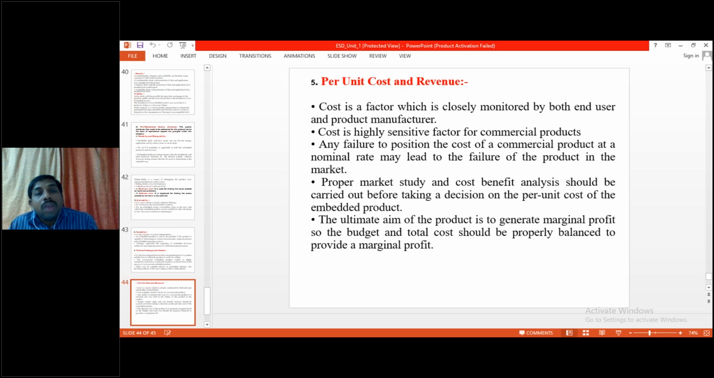Per unit cost and revenue. Cost is a factor which is closely monitored by the product manufacturer. Cost is a highly sensitive parameter, and if you are unable to judge the cost and you give a random rate, that may lead to the failure of the product itself. The market study and cost benefit analysis give a decision for designing the per unit cost of the embedded system. The ultimate aim of the product is to generate a marginal profit for the vendor who designs the product. So budget analysis, total cost analysis, and market analysis all decide the marginal profit, which is decided by the per unit cost and the revenue you fix for an embedded system.